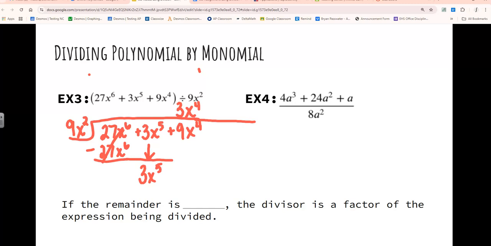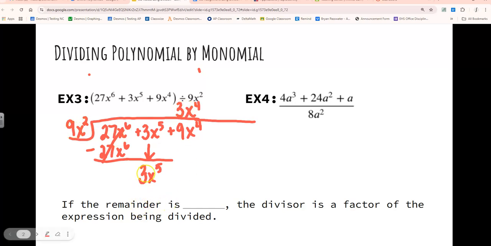This part is the hardest part. You've got 3x to the 5th divided by 9. So does 9 go into 3? It does not. But we have to have a number here. This is a little bit different than your actual long division, because we can't put a 0 there because we still have the x's that we've got to deal with.